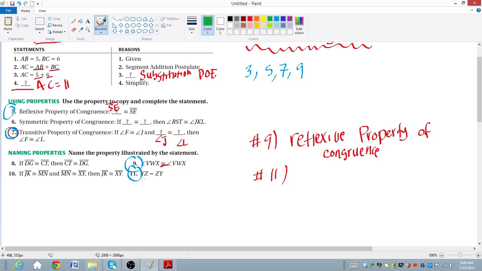Here, YZ is congruent to ZY. That's reflexive again. So this is reflexive property of equality. So here you're dealing with congruence, and here you're dealing with equality.